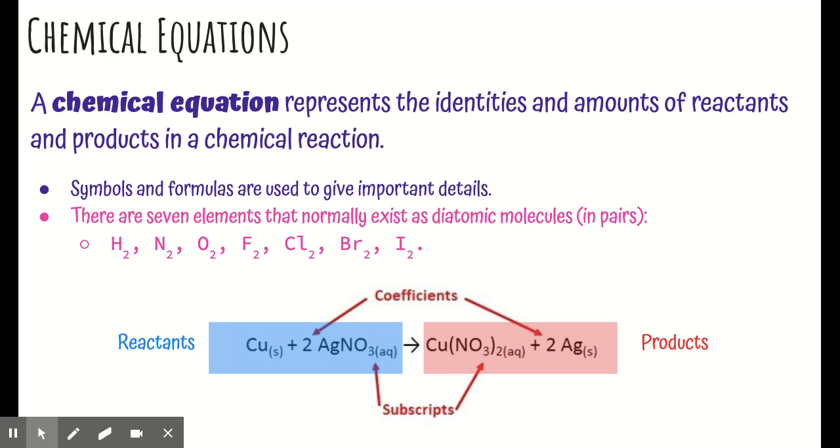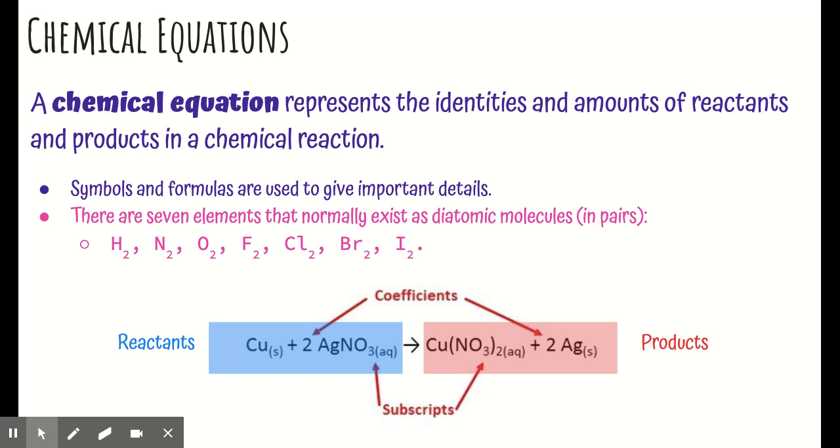So there's kind of a lot going on here. We've looked at coefficients a lot, the big numbers in the front, like we've seen that before. We're going to be adding them in using balancing, and I know you guys have some experience with this from physical science. So we'll see if you remember all of that, or how much experience you had with it, depending on your teacher.